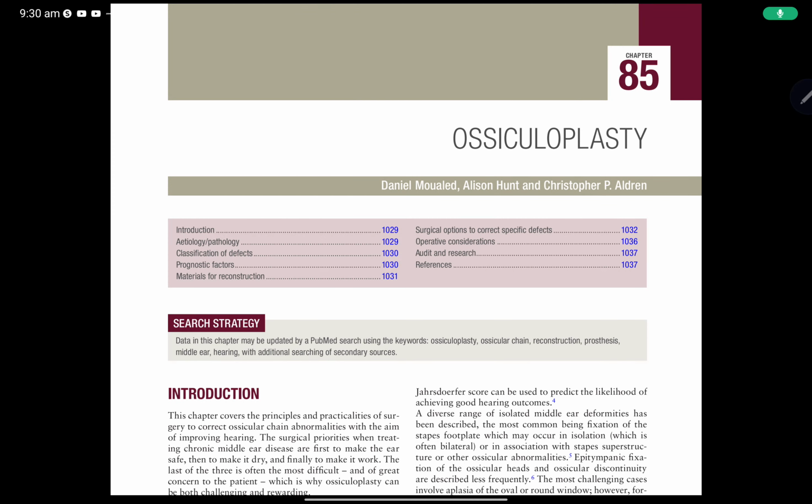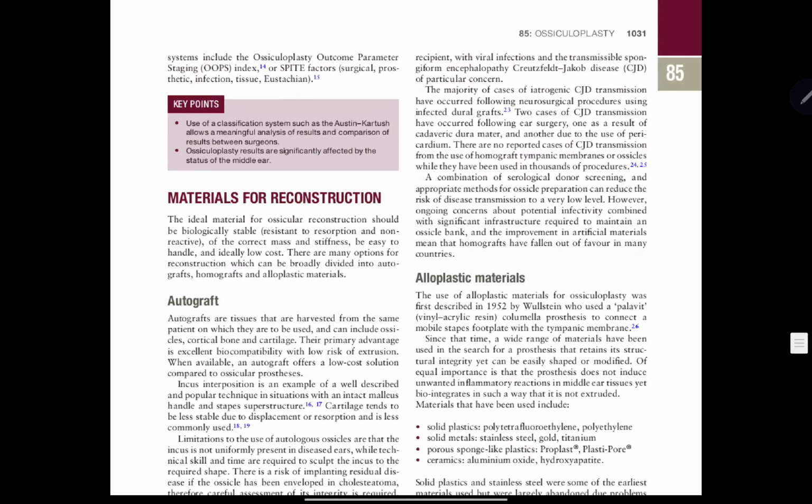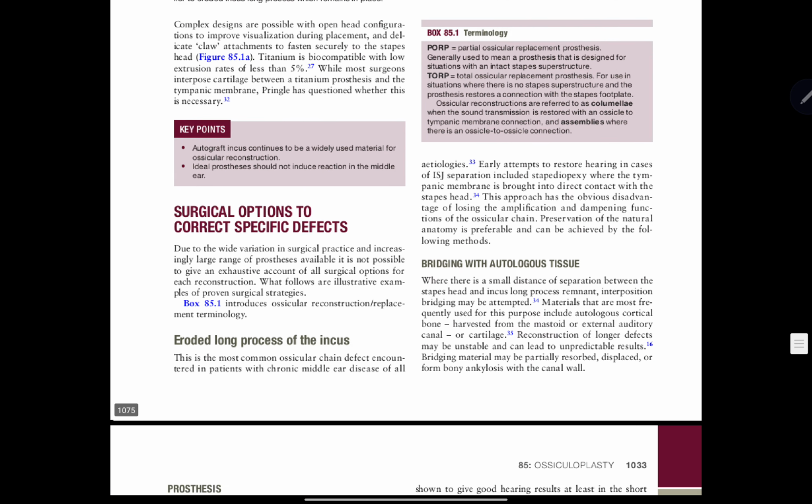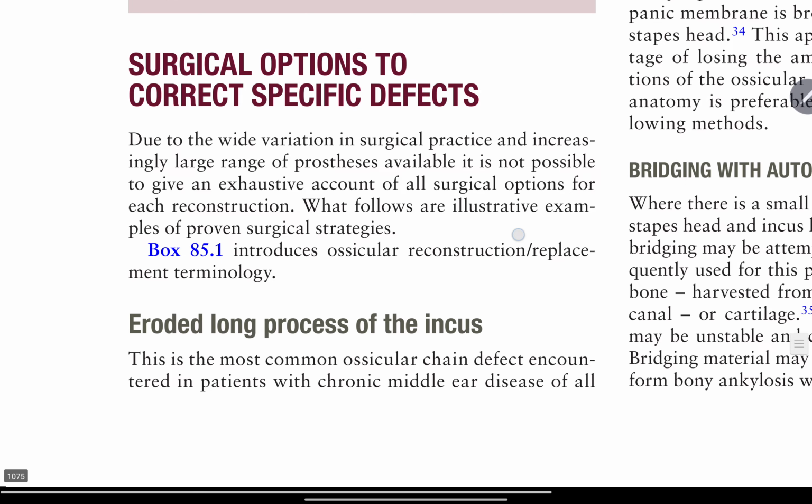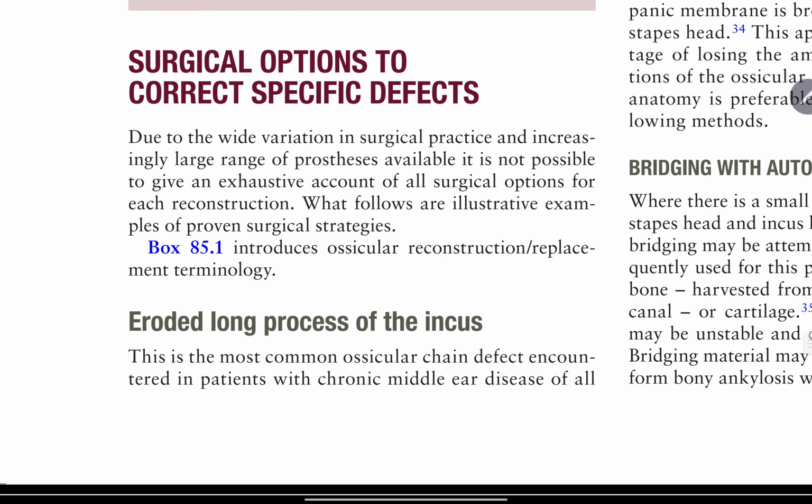Scott Brown's Otology, Chapter 85, Ossiculoplasty, Surgical Options to Correct Specific Defects. Surgical options to correct specific defects.